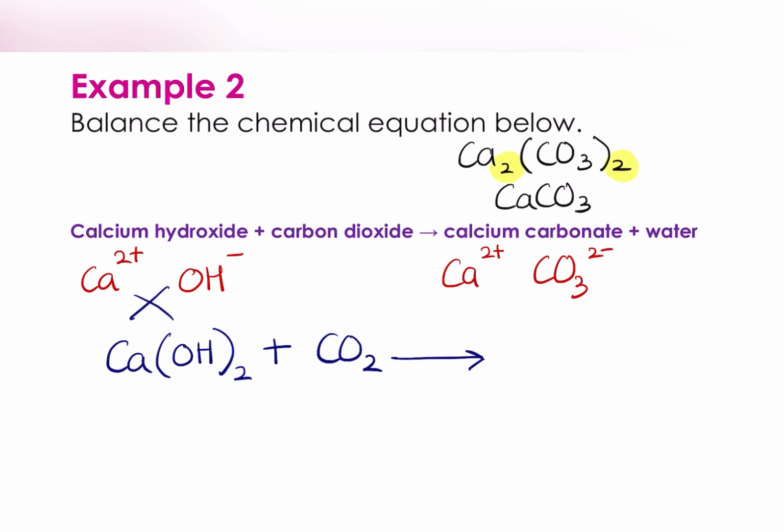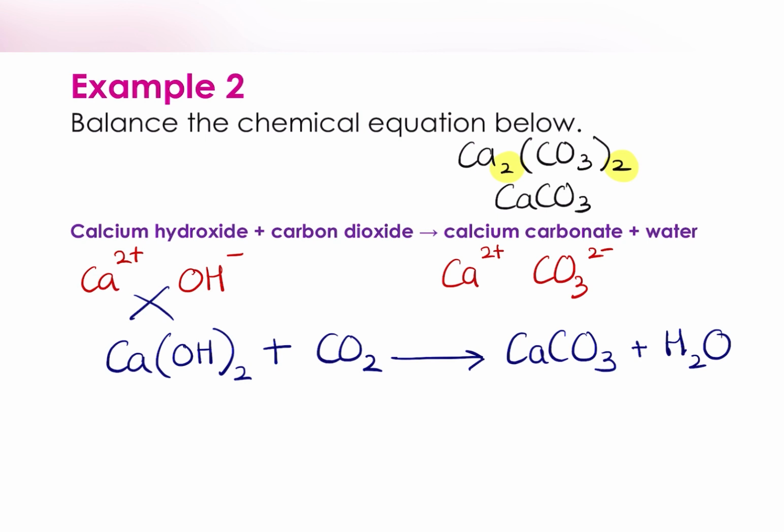So what is the formula for calcium carbonate? The formula is CaCO3. And then we have one more product here, plus water. Everyone is supposed to know here that the chemical formula for water is H2O. So this is the equation. But is it balanced or not? So that's why you have to check.